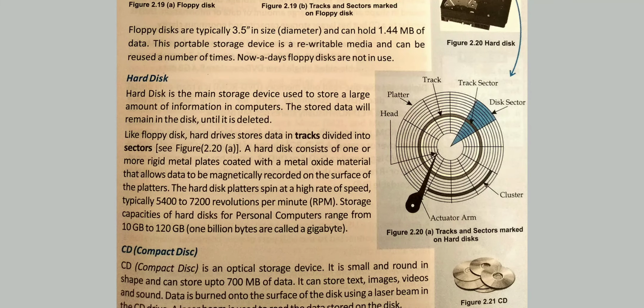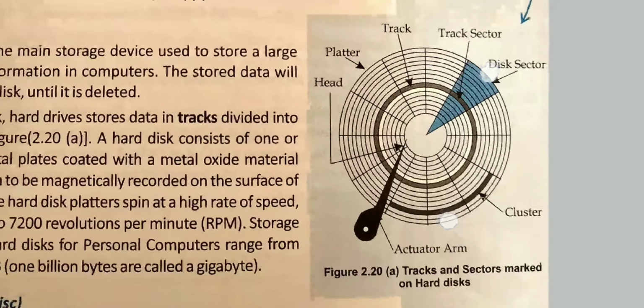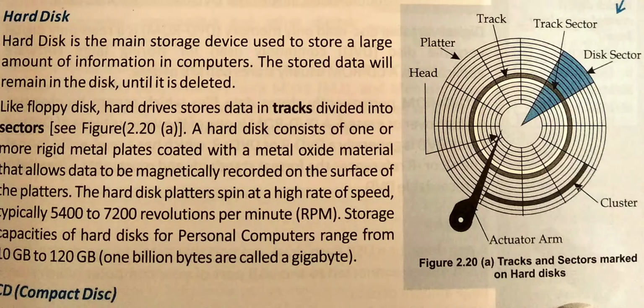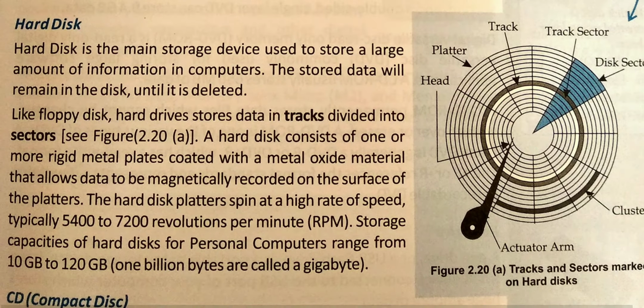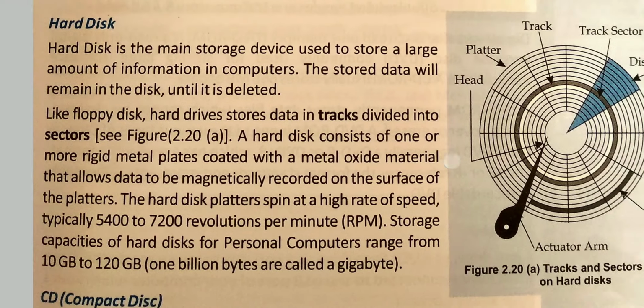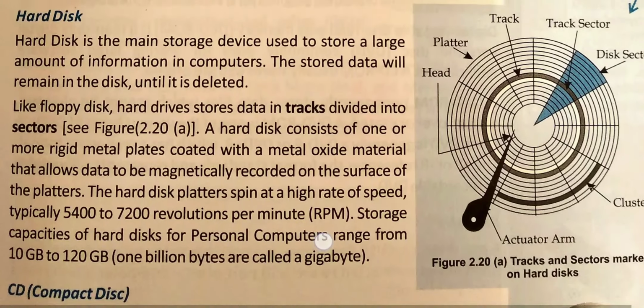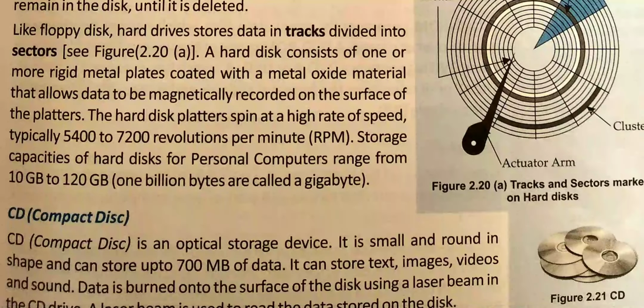Like a floppy disk, a hard drive stores data in tracks divided into sectors. See, the track means the circular one, so it stores the data in those lines. And this is the head, where the head goes, the data is displayed on the screen. See the storage of the hard disk is written here, 10 GB to 120 GB. 1 billion bytes are called a gigabyte, that is GB.